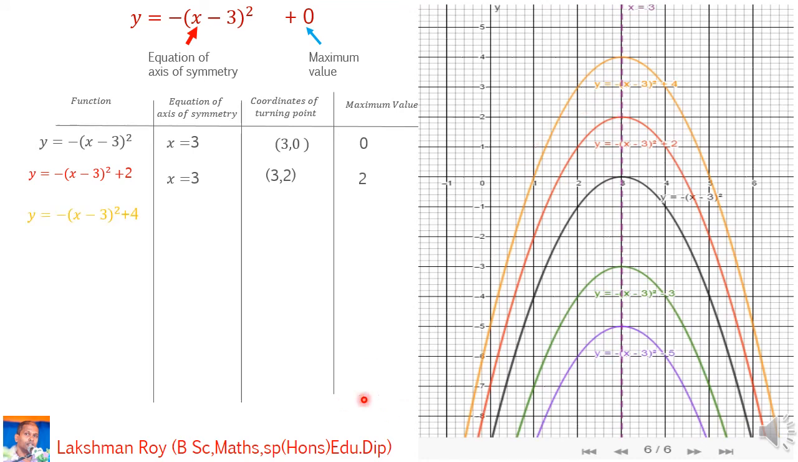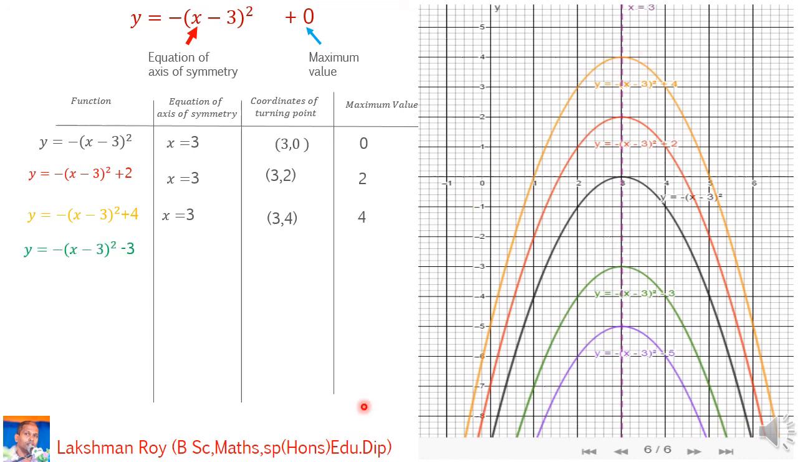Next function, y equals negative (x minus 3) squared plus 4. This one is vertically up 4 units. The equation is the same, x equals 3. The coordinate of the turning point: the x coordinate is 3, the y coordinate is 4. Those are the points. Then the maximum value becomes 4.